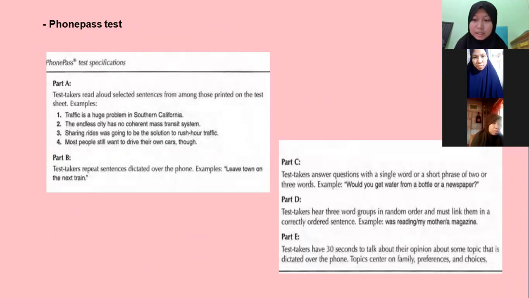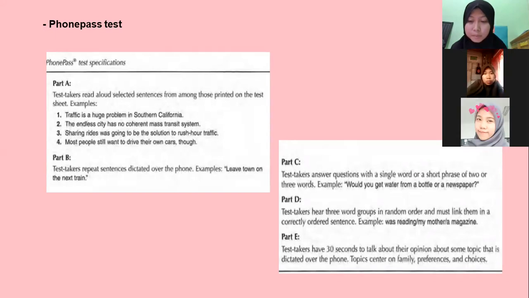Test takers first read aloud, then repeat sentences, answer questions, and talk about their opinion. Test takers are directed to telephone a designated number and listen for directions. Scores for the PhonePass test are calculated by a computerized scoring template and reported back to the test taker within a minute.